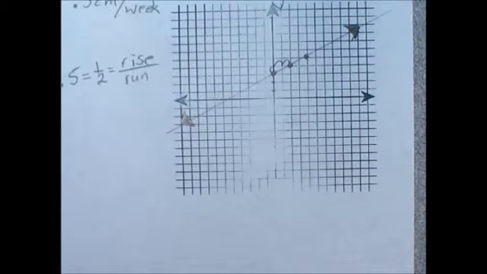Negatives don't work with plants. Think about what x represents. X represents weeks, right? Can you have a negative number of weeks? No. How about negative height? Can you have a negative height? No. So, in this case, it would not make sense. Cool?